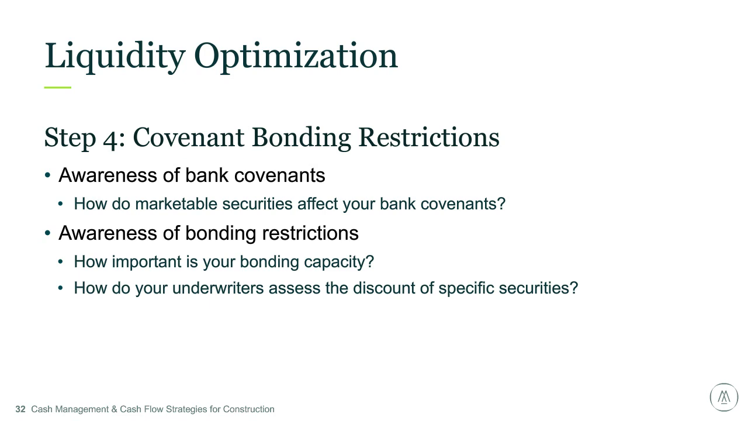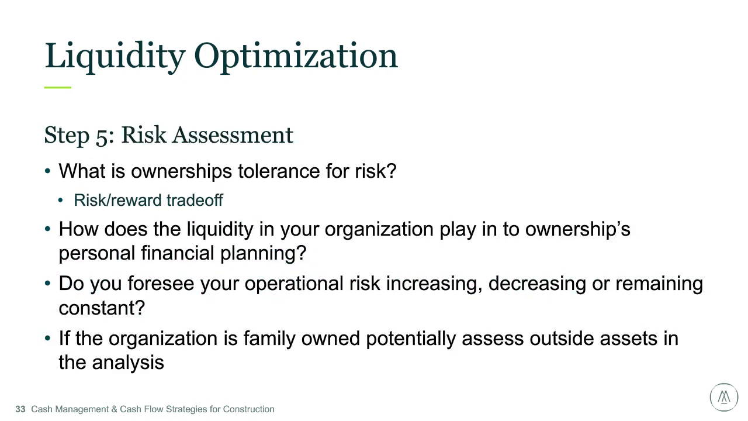So the last step in this process is to address ownership and their risk tolerance for the ownership. I think this may not apply to everyone on the call, but it certainly addresses those in the closely held or family-owned space where there's a strong link between the corporate balance sheet and the personal balance sheet. It's really going to be more of a global picture in that case.